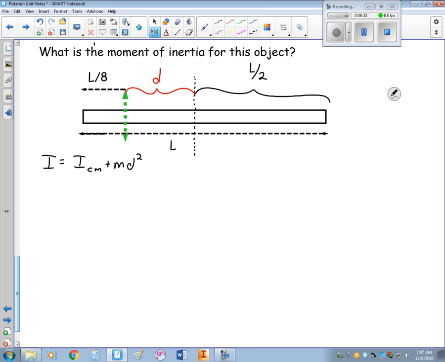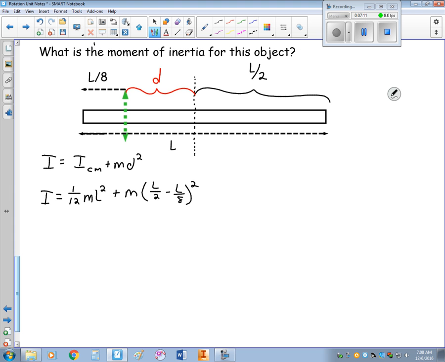Okay, so the moment of inertia at the center of mass for a thin rod is 1/12 ML squared. You can find that from the geometry, or from the formulas I provided just above this. Plus, now for D, looking at D, I see that it's going to be L over 2 minus L over 8. That's what D is.